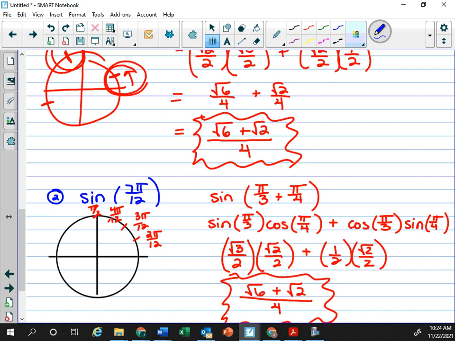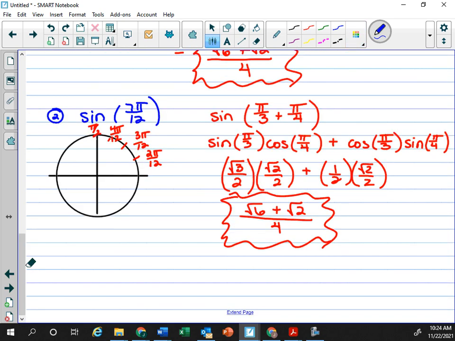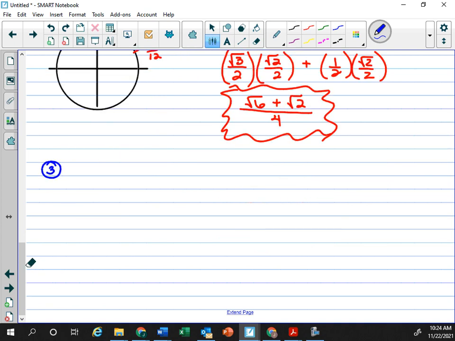All right, let's try a tangent one. Let's do tangent of 105 degrees. Okay, tip for you with tangents. When you're doing tangent problems, guys, avoid the 30 degrees or the pi over 6s. What is the tangent of 30 degrees or the tangent of pi over 6?